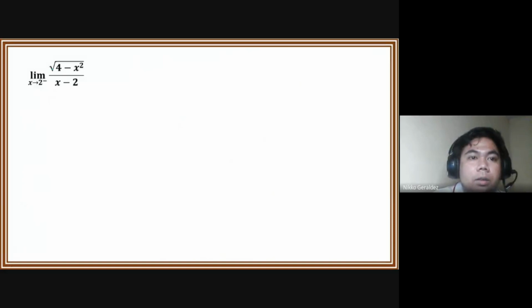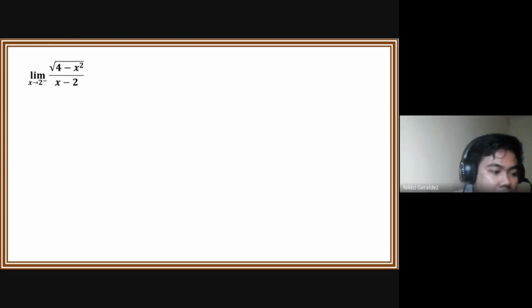Next. Ito. So, limit of square root of 4 minus x squared over x minus 2 as x approaches 2 from the left. From the left naman. So, yun ulit. Meron tayong square root ulit, 4 minus x squared. Pag sinubstitute mo si 2, so 4 minus 2 squared, so 0. Square root of 0 over 2 minus 2. So, that is 0 over 0. So, gamitin ulit natin yun.